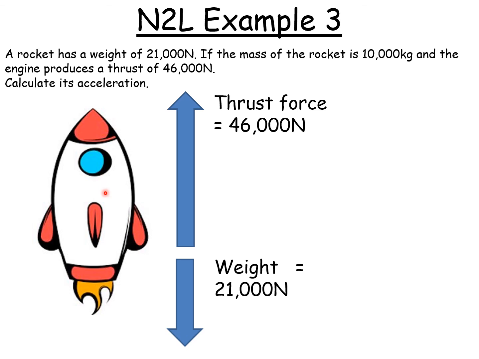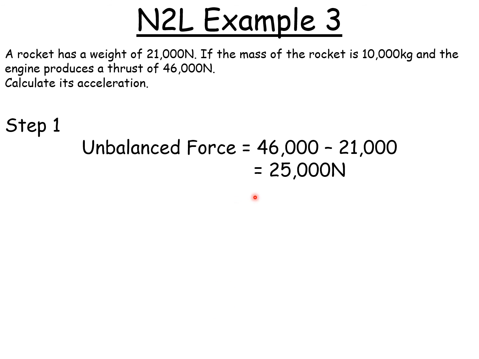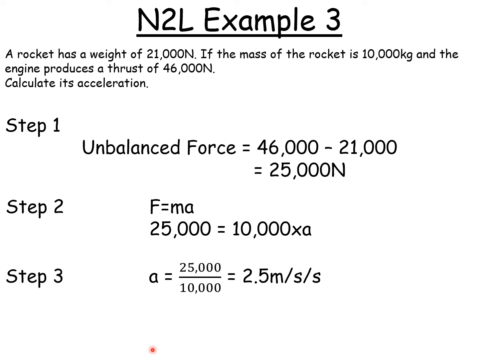So first of all, draw your labelled diagram. So you can see there's a thrust force going upwards and there's a weight acting downwards. And then remember step 1, the unbalanced force, which gives us 25,000 newtons. Write down the equation, plug in the numbers, and that gives the acceleration of 2.5 meters per second per second. So hopefully by this third example, you realize exactly how to do this Newton's second law calculation.